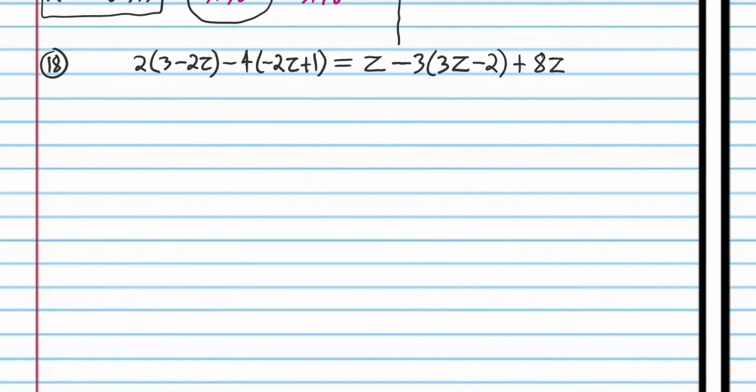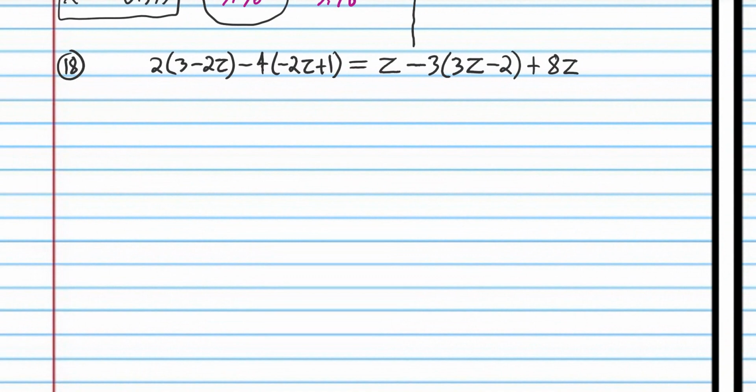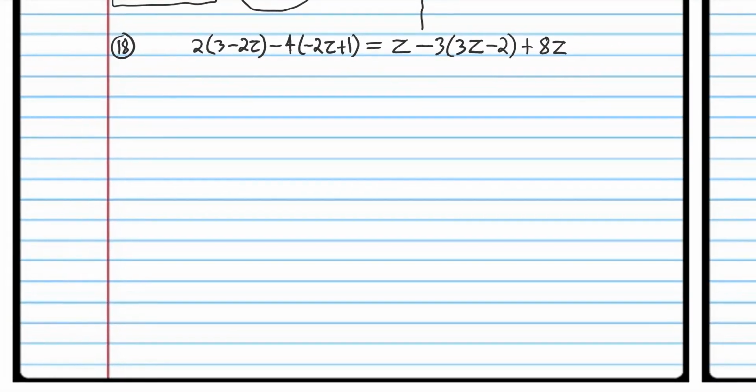All right, so now we have a big old equation with parentheses. So the first step in solving the problem is getting rid of the parentheses. So 2 times 3 is 6. 2 times negative 2z is negative 4z. Negative 4 times negative 2z is positive 8z. Negative 4 times 1 is negative 4. Negative 3 times 3z is negative 9z. Negative 3 times negative 2 is positive 6. And we get 8z.